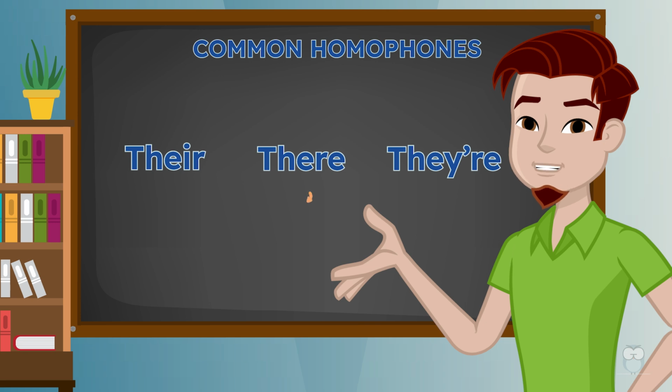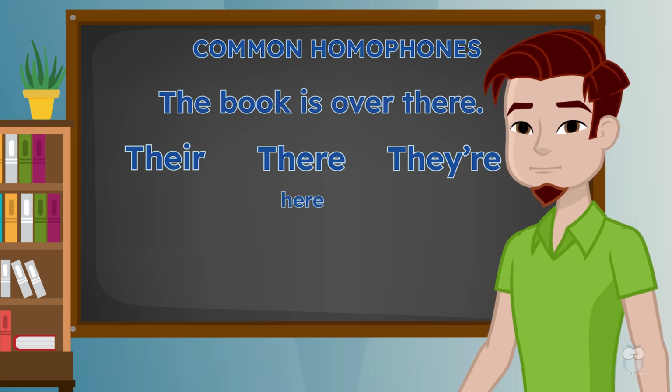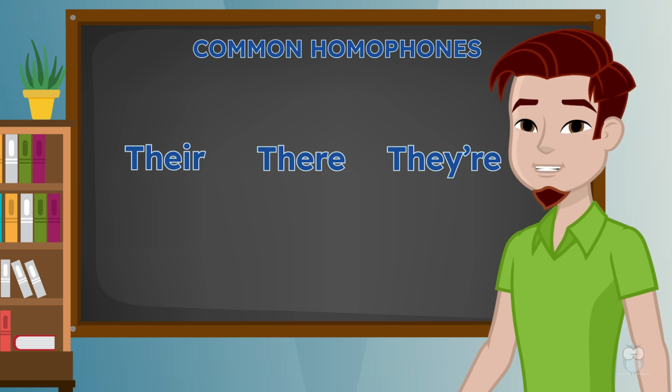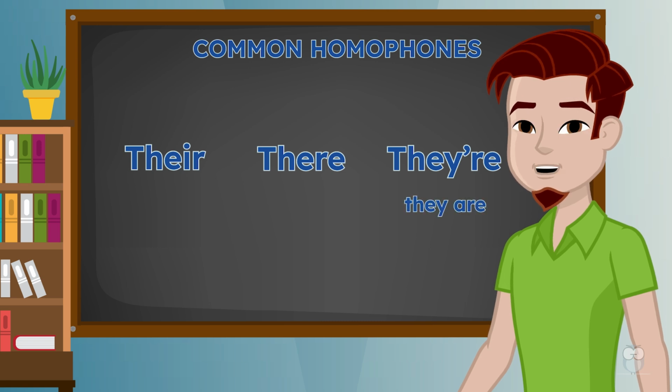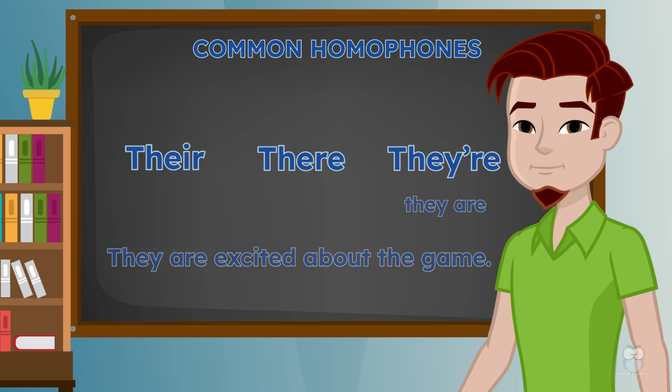T-H-E-R-E shows place, as in the book is over there. This form of the word there has the word here in it, so that should be easy to remember as well. Finally, they apostrophe re is short for they are, again, a contraction. So if you see the apostrophe, just expand the contraction into the two words and you'll get they are. In the sentence, they're excited about the game, just turn the sentence into they are excited about the game, and you'll see that it works.